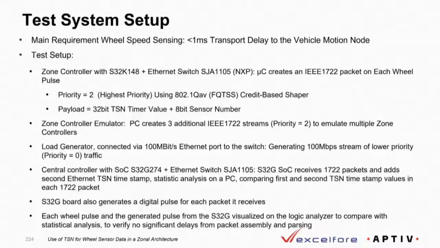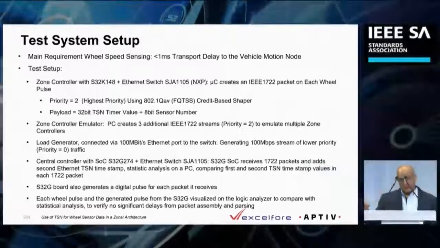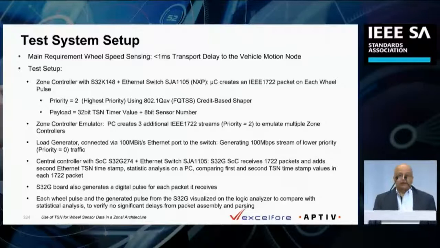The payload for the injector is, as I said, a short unit for each signal that comes out of the wheel sense. Your load generator is just constantly pumping 100 megabits into the switch, and a central controller at the end, which is an S32G, but it can be anything else. Since all our development is what the tier 1 is propagating, we use the setup that they have prescribed. Each wheel pulse and the generated pulse from the S32K is then visualized, as I said, in a logic analyzer, and also captured in a logger.